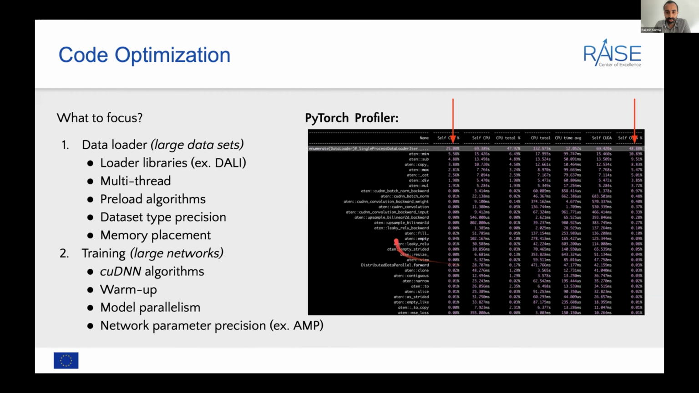So what we did here is basically looked at the PyTorch profiler, which gives us the share of computational time per process. So basically what we observed here is that the data loading component is the most computationally expensive, which is expected, especially with the kind of data size that we have in this case.